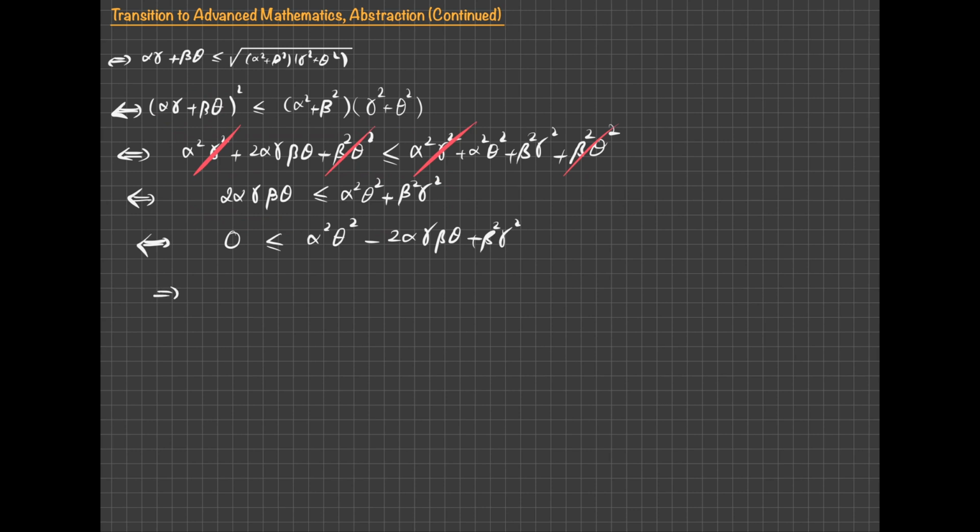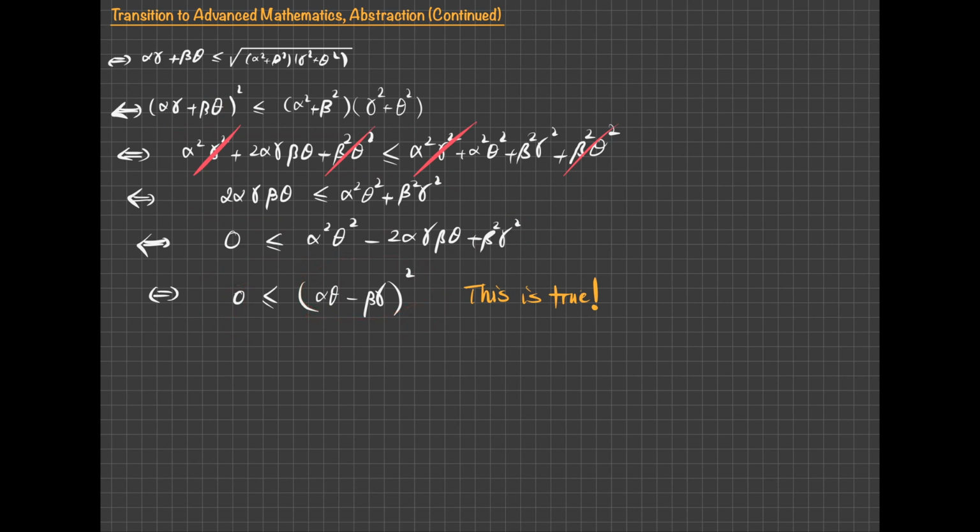But then I can write the right-hand side in the form of a complete square, and that is alpha theta minus beta gamma, squared. If I ask you what is the expansion of that, you would say this one is squared, which gives me the first one, 2 times the first one times the second one, which gives me this one, and the second one squared. That's correct. And now, is this true? 100% yes. So this is indeed true. Why is that? Because this is an even power, so definitely the answer to this expression is non-negative.